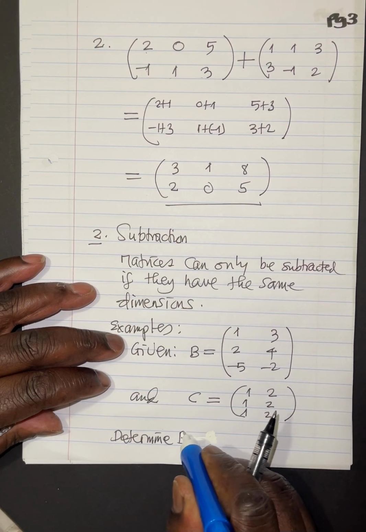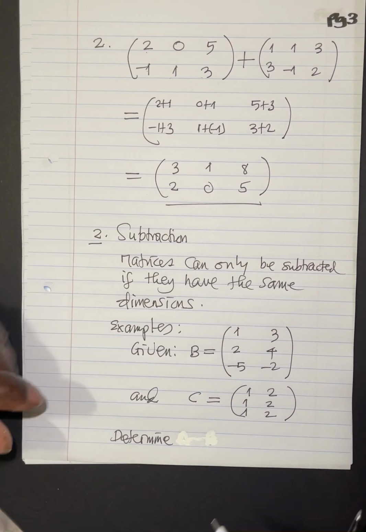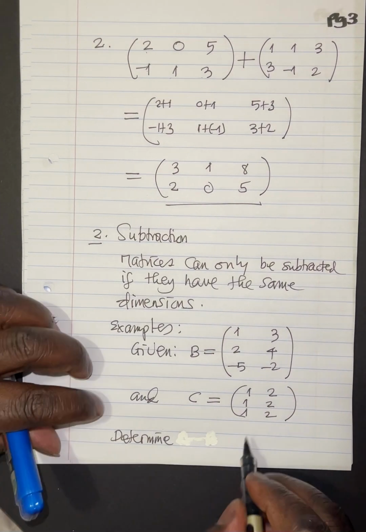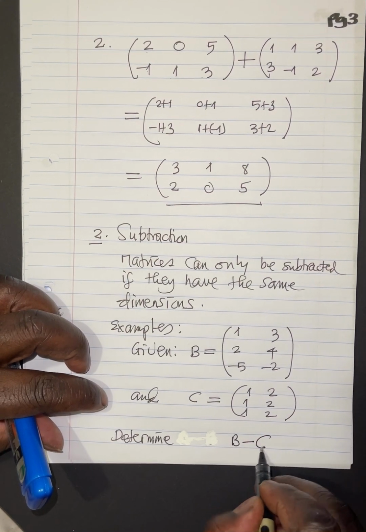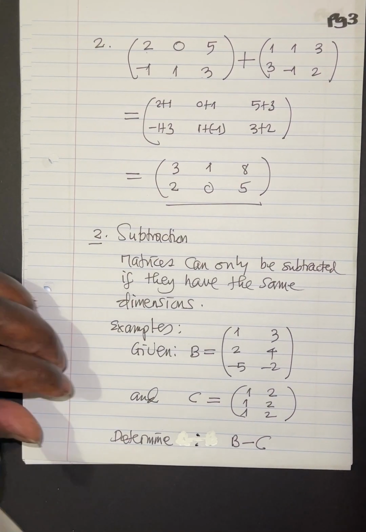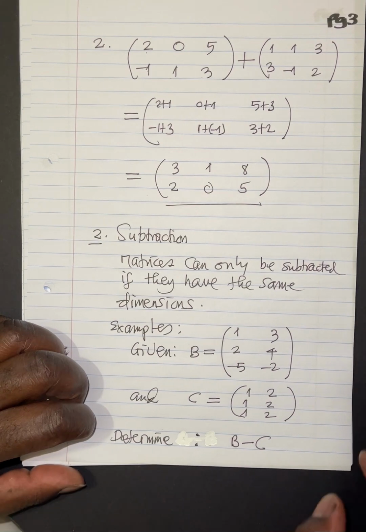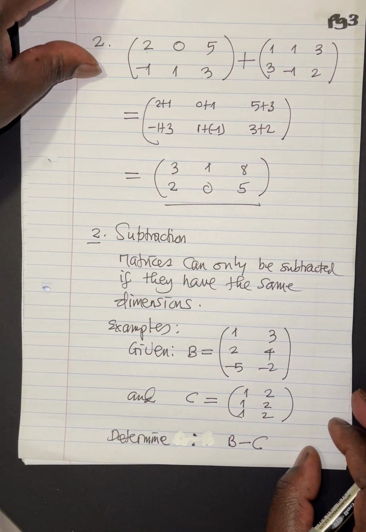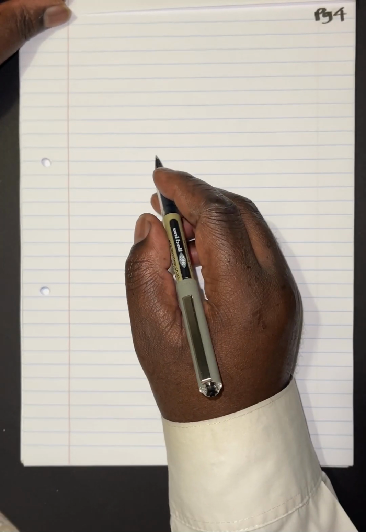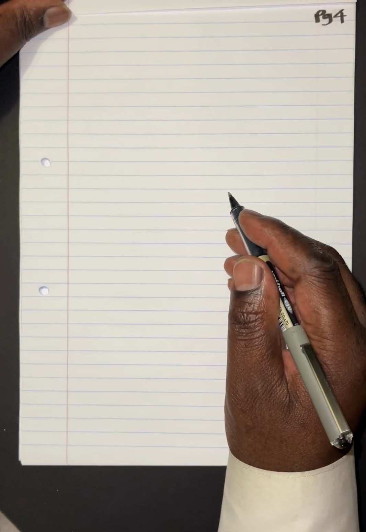Let me just move this all together to the far side. Determine B minus C. Can we obtain this? Yes. Can we determine it? I want to show you how we go about it. Very simple stuff we're looking at here. Remember how teaching and learning is done. We start from concrete to abstract.